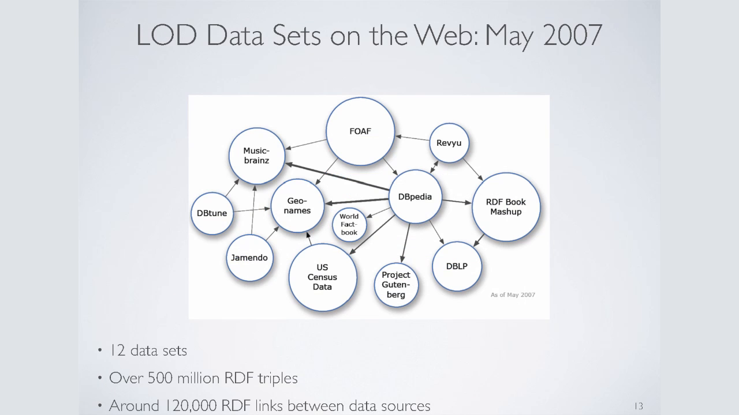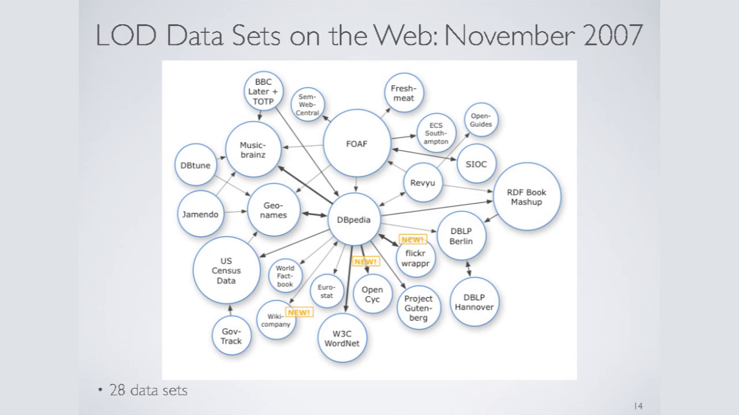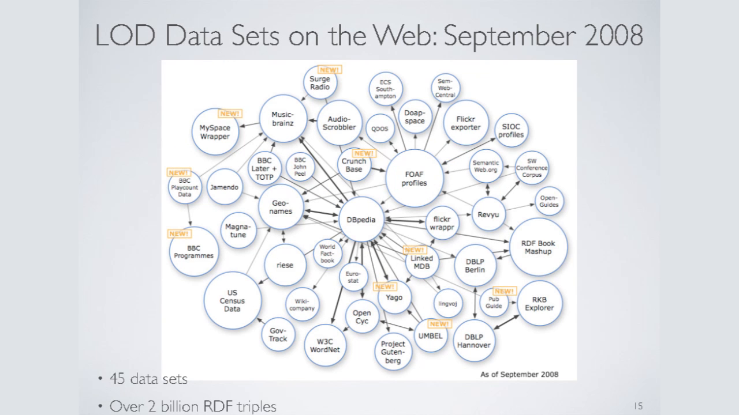You've seen this already, but in 2007 we started off with 12 data sets and over 500 million RDF triples on the web of data, connected by 120,000 RDF links between those data sources. This further evolved to 28 data sets in late 2007, and as the years passed, we now have 295 data sets with over 31 billion RDF triples and over 500 million RDF links connecting these data sources.